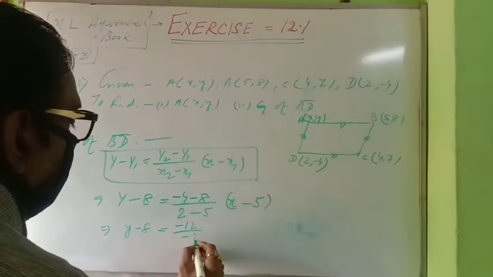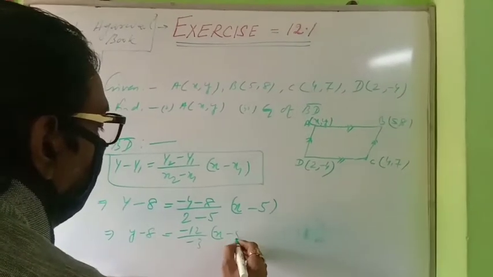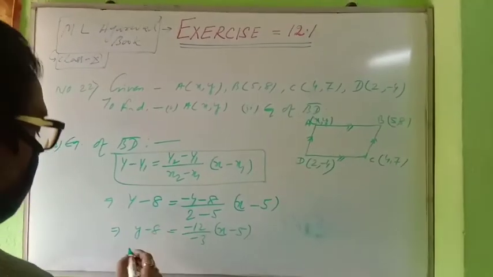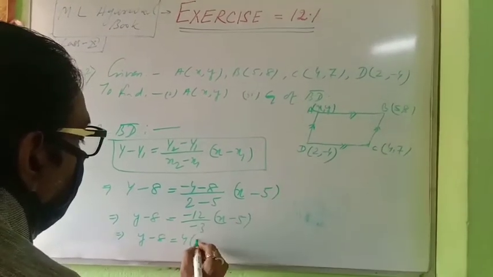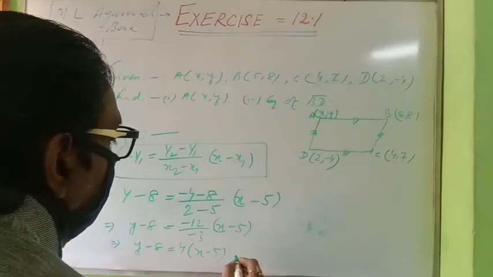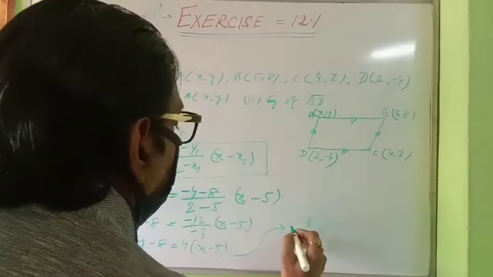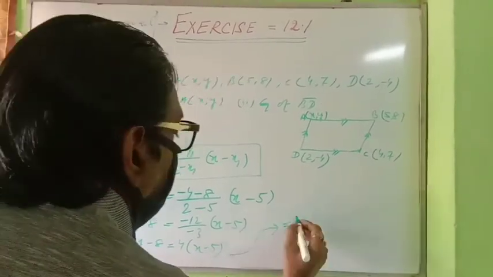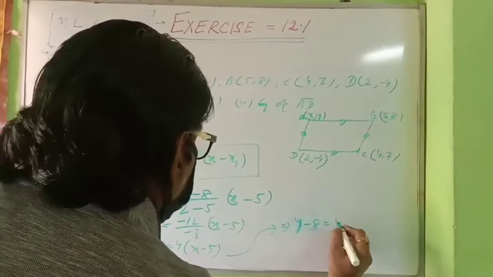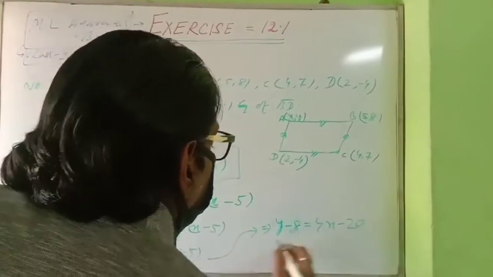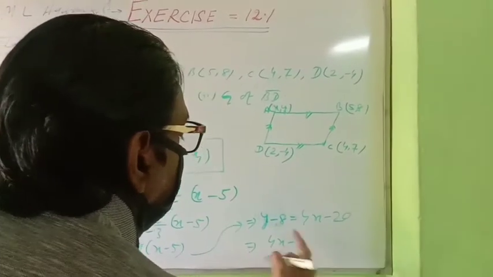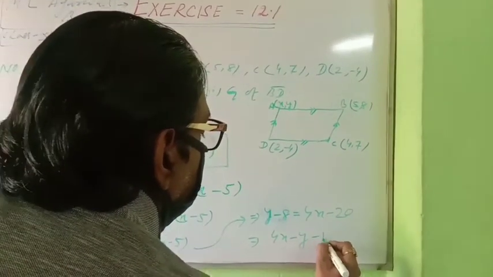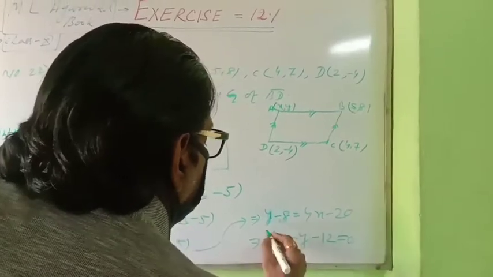By -3, and this is x minus 5. This will be cancelled, 3 for that. Now finally you are getting what? y minus 8 is 4 times x minus 5. So what is the answer? Just break the bracket. y minus 8 is equal to 4x minus 20. The answer will be 4x minus y, you take that side, minus 12 equal to 0. This is the answer of number 22.